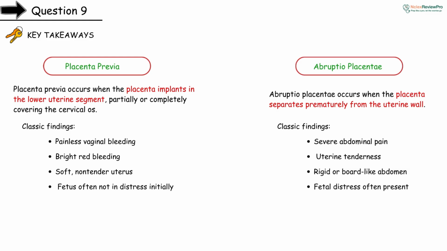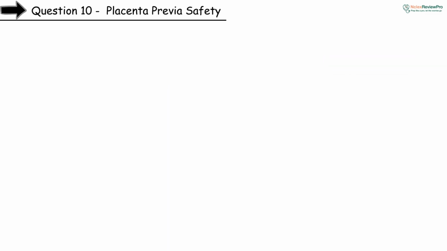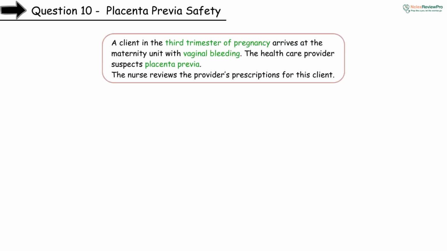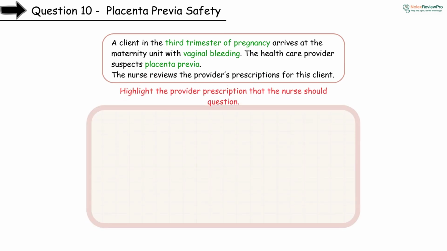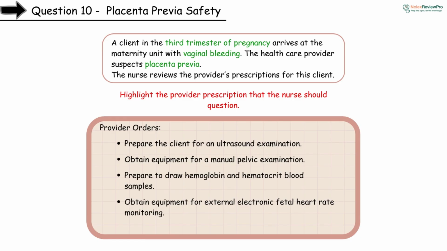Now let's move on to the next question. Question 10. Highlight the text. All right, let's break this down. We have a client in the 3rd trimester presenting with vaginal bleeding, and placenta previa is suspected. The nurse is reviewing provider orders, and the question is asking, which order should the nurse question? Let's look at the orders.